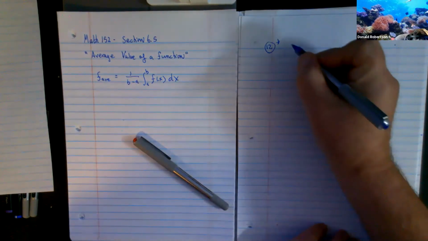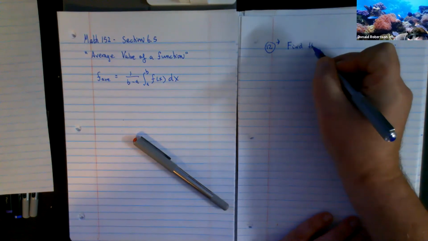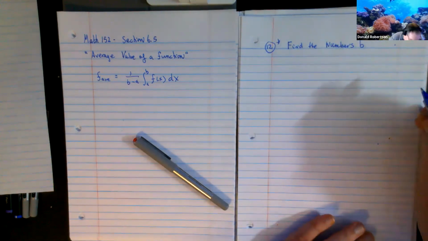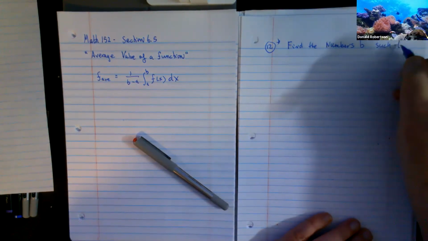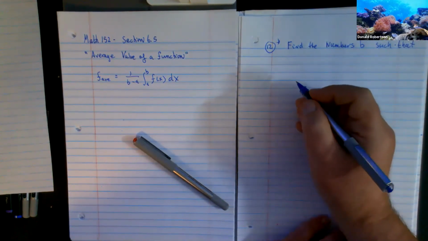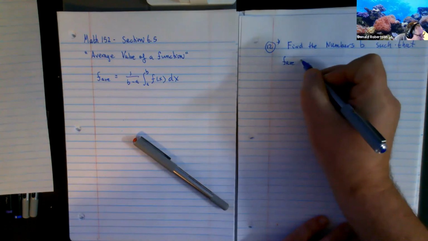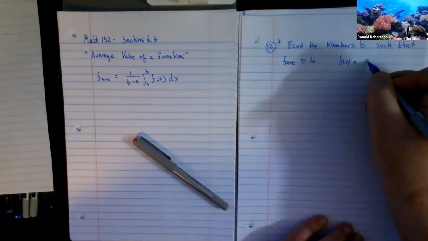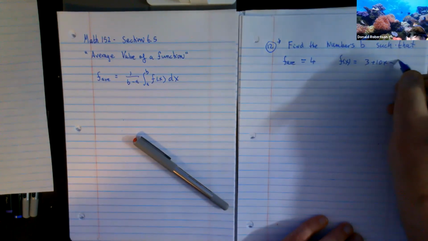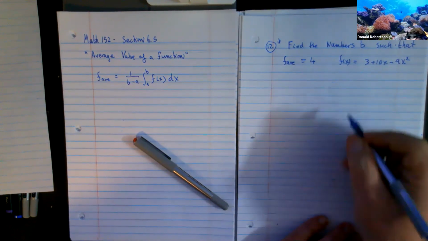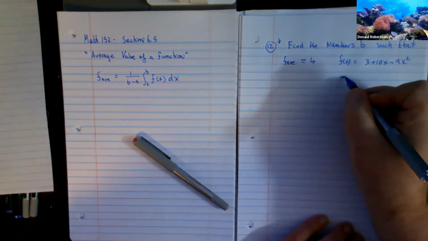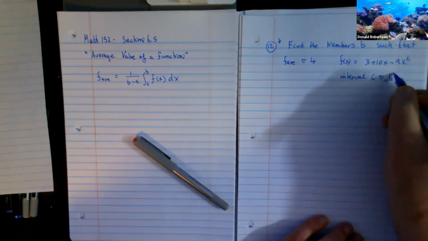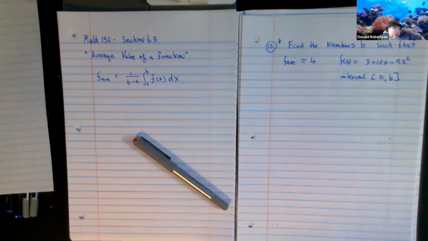And it says, find the numbers b such that the average value of the function, that's this fella, is equal to 4, where the function is this fella, and it's on the interval 0 to b. So we are not being asked to find the average value.